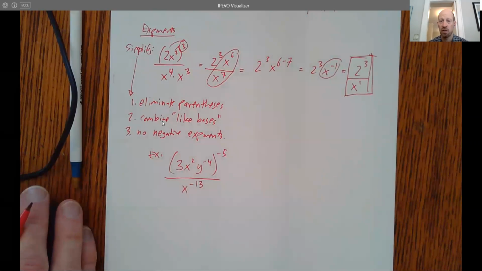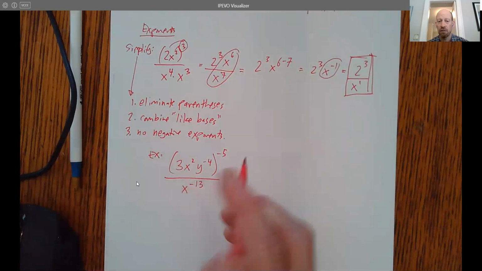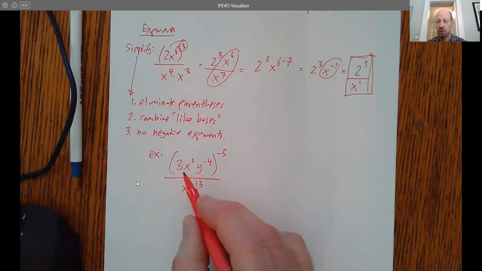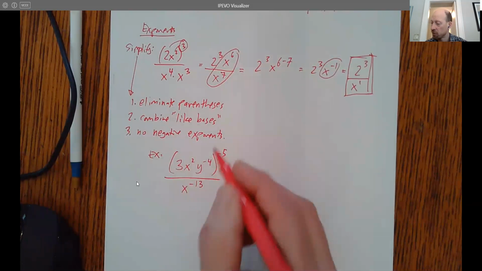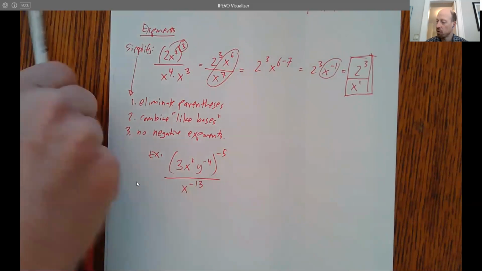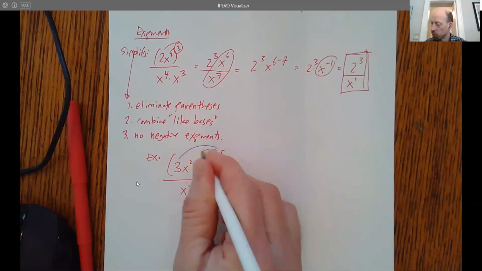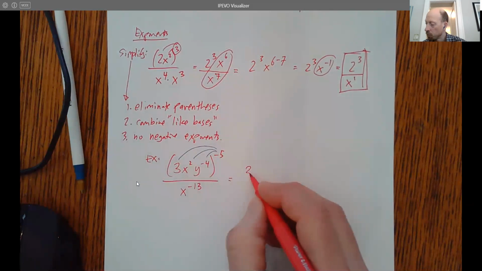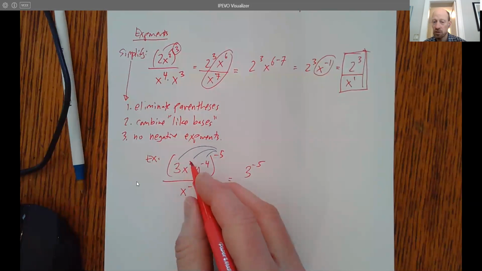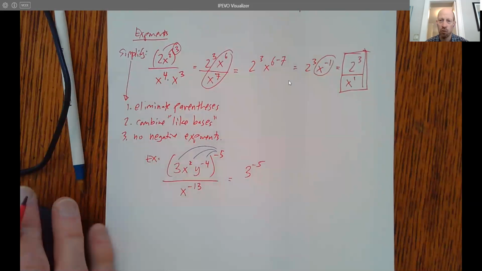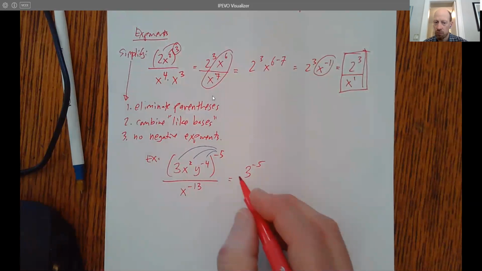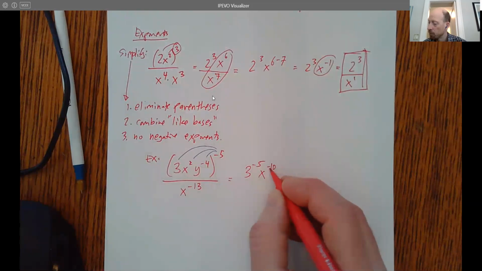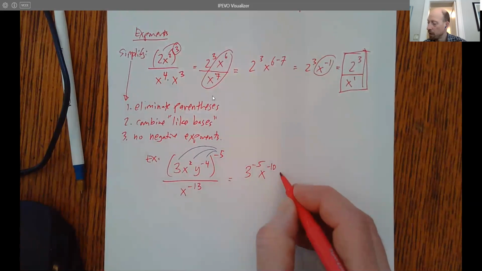I'm going to start by eliminating the parentheses. Here I have 3 different factors inside the parentheses. So this x to the minus 5 needs to go to all 3 of those. Don't forget the 3. 3 to the minus 5. Just like before I multiply, I use the same rule. So 2 times negative 5 is negative 10. And then minus 5 times minus 4 is positive 20.